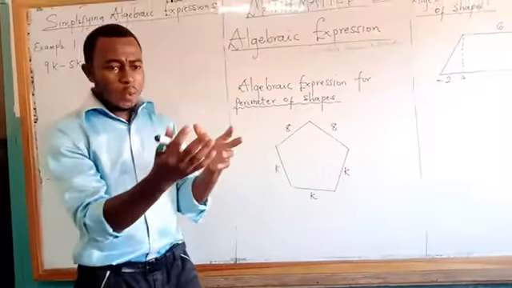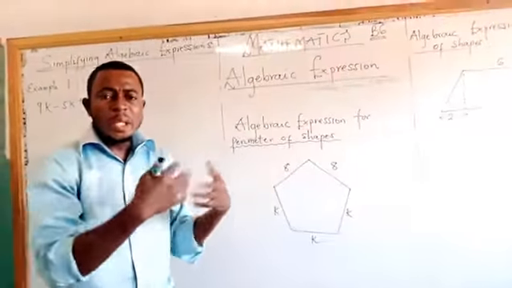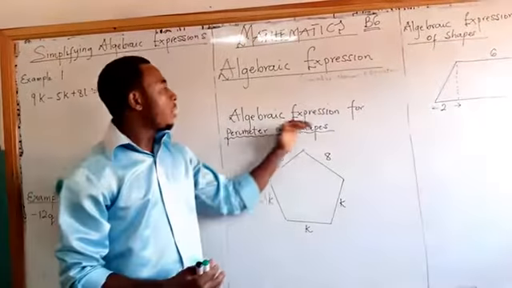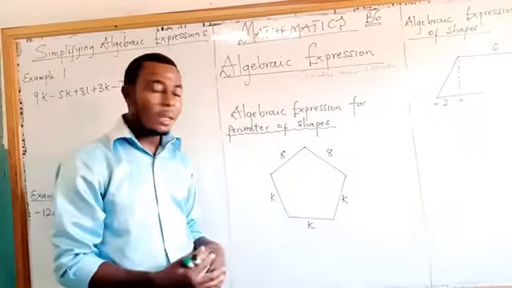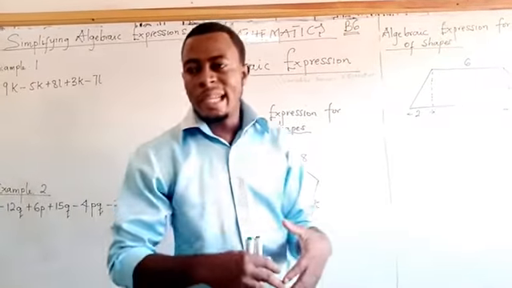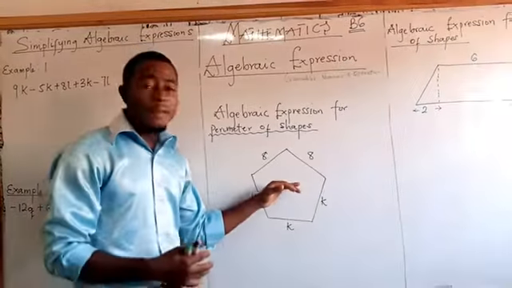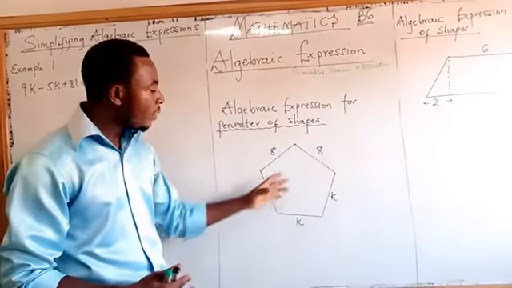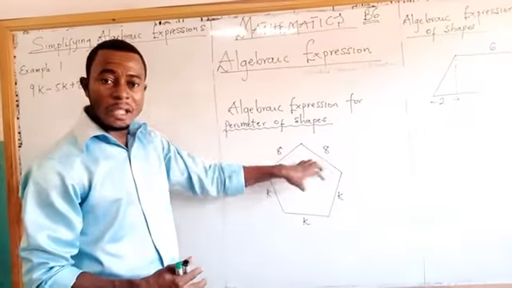Alright, so what we just saw are some basics that will introduce us to the expressions of algebra. Now, algebraic expressions can also be used to solve for perimeter of shapes. When we talk about a perimeter, it simply describes the distance around a 2-dimensional shape. So over here is a 2-dimensional shape, a 5-sided figure, and we're going to find the perimeter of this shape.